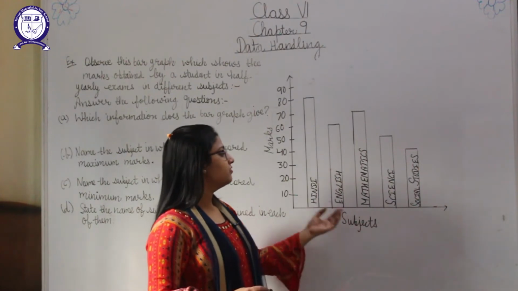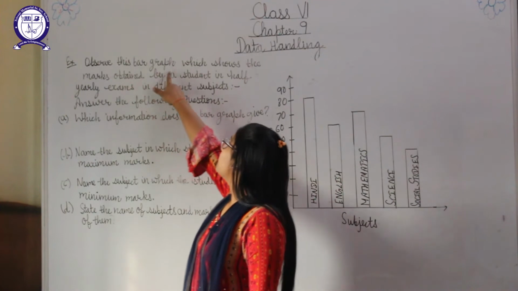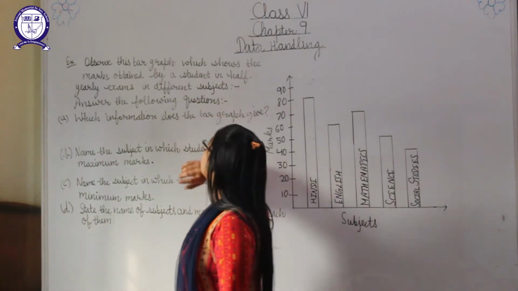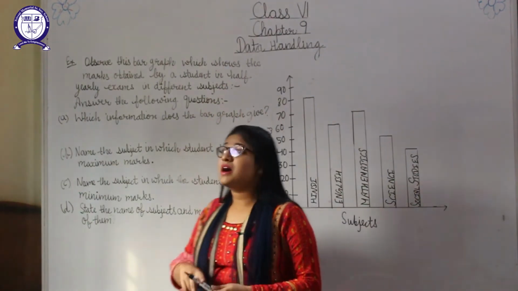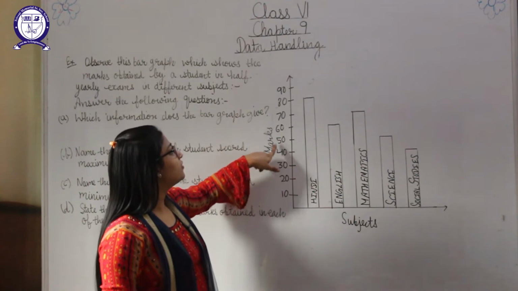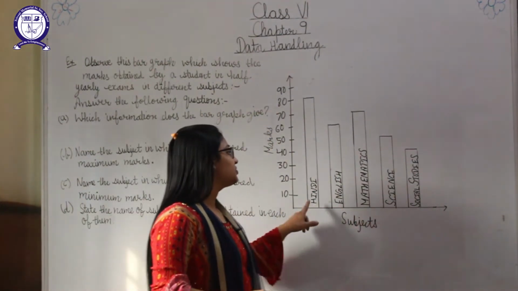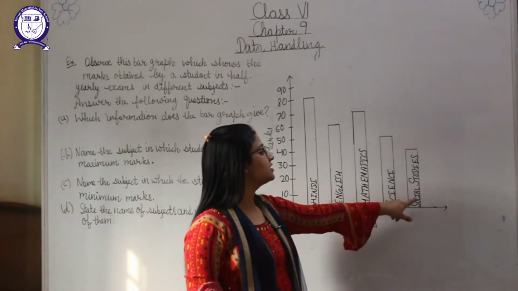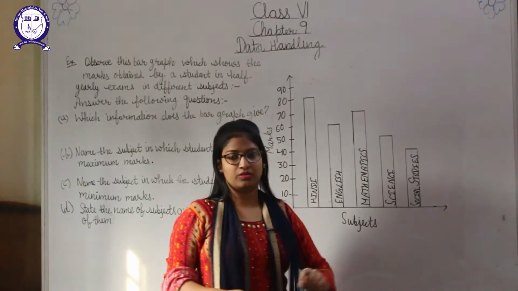In this, what is this bar graph showing? It is given that, observe this bar graph which shows the marks obtained by a student in half-yearly exams in different subjects. Marks are given of a student. These are the marks 10, 20, 30, 40, 50, 60, 70, 80 up to 90. And these are the subjects, as you can see, Hindi, English, Maths, Science and SST. And for each one of them, the bar is drawn.